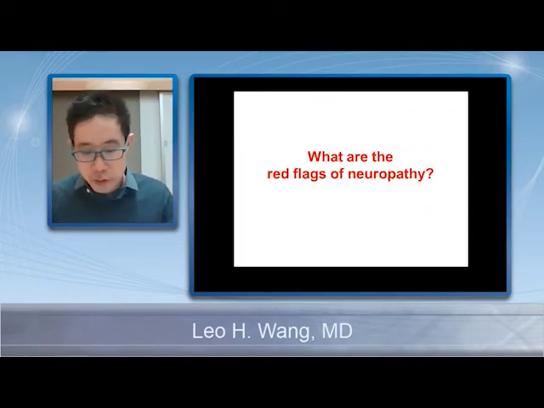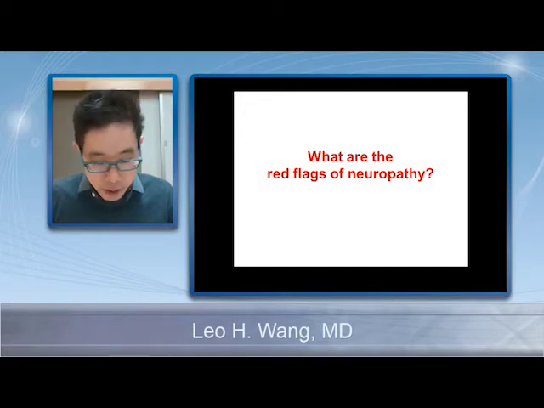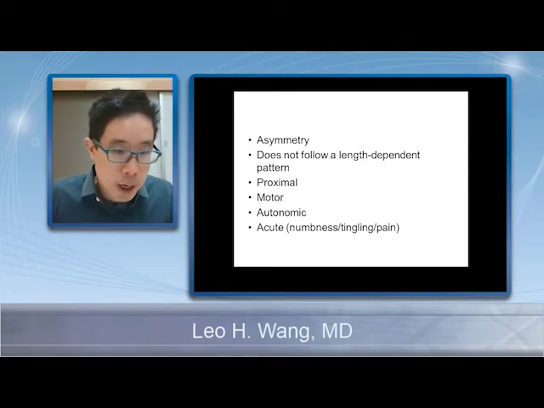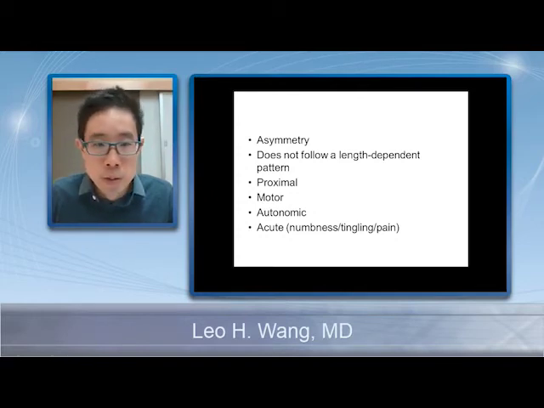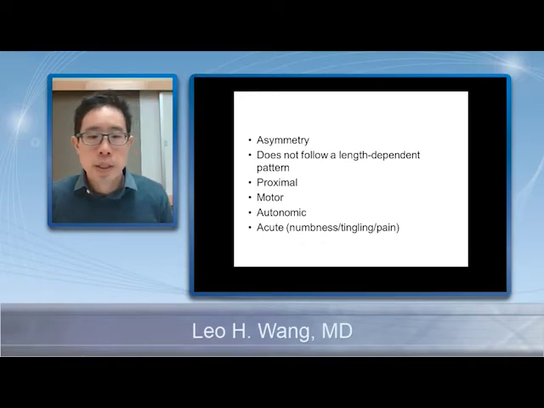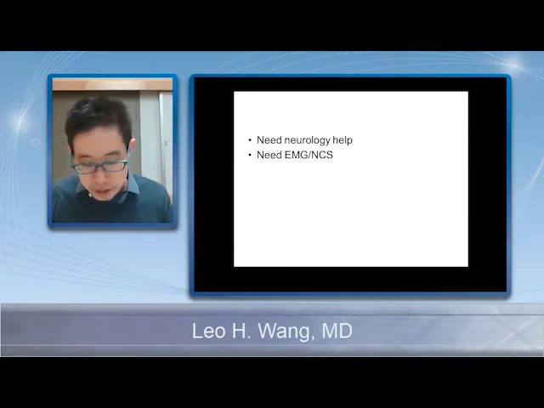What are the red flags of neuropathy? What are some signs of neuropathies that one should pay particular attention to and seriously consider referral to neurology? And here's a list of them. It would be asymmetry, whether it does not follow a length-dependent pattern historically by symptoms or on exam, whether it involves proximal nerves, whether it involves the motor component, autonomic component, and whether it's acute. And even if it's just numbness, tingling, and pain, if it's acute, it's probably a different disease than the idiopathic sensory predominant peripheral neuropathies. And these are the ones in which one should seek the help of neurology, and it also needs EMG nerve conduction studies.